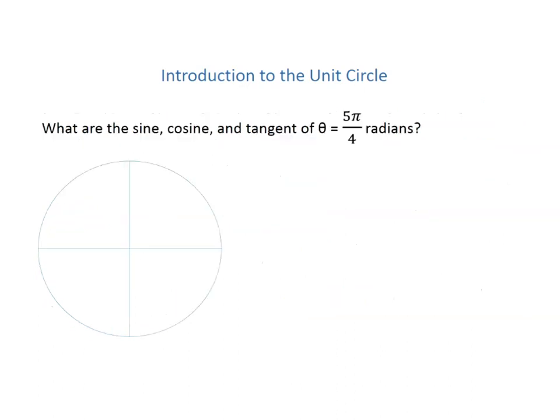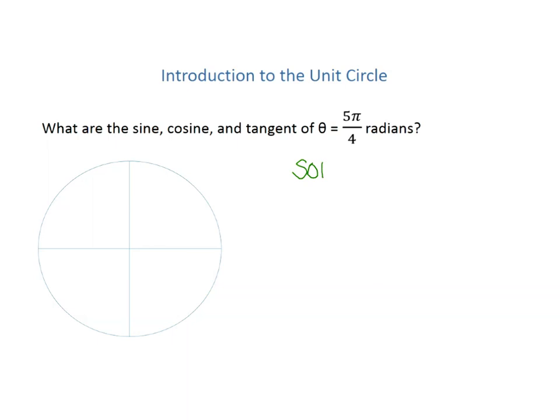So another arc length problem. Okay, what are the sine, cosine, and tangent of theta equals 5 pi over 4 radians? Okay, so let's do a little brief review of sine, cosine, and tangent. You may have learned this in geometry. You may not have. Hopefully you did. But there's a mnemonic device that you can use to remember sine, cosine, and tangent.